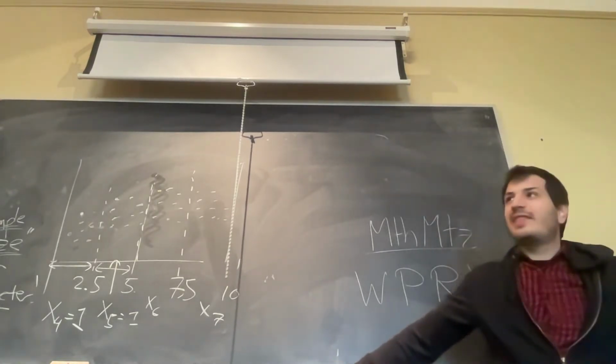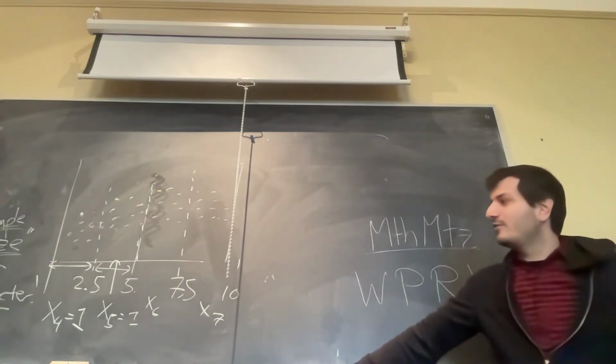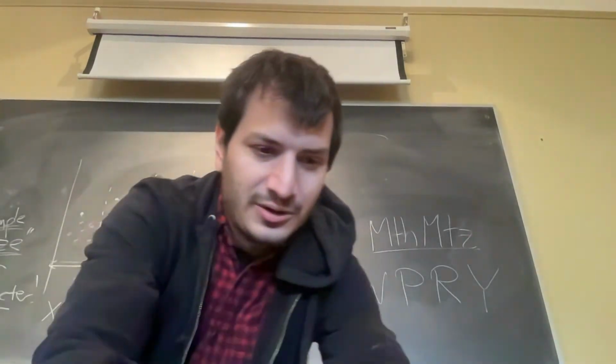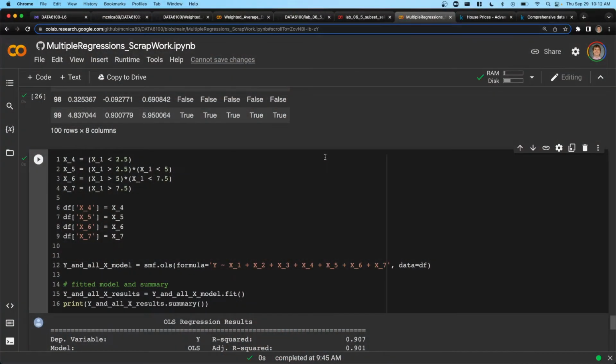I think they're slightly different. Let's go to my code. I took the variable x1 and I took ranges for it. I made x4, 5, 6, 7. I think you're talking about doing something like x1 and x1 squared, right? Is that what you mean?